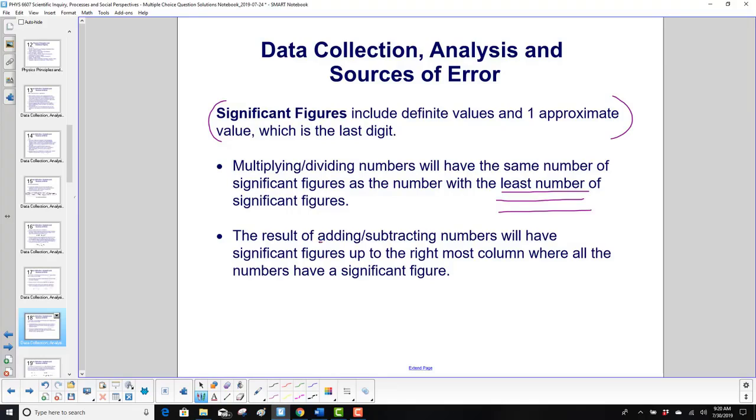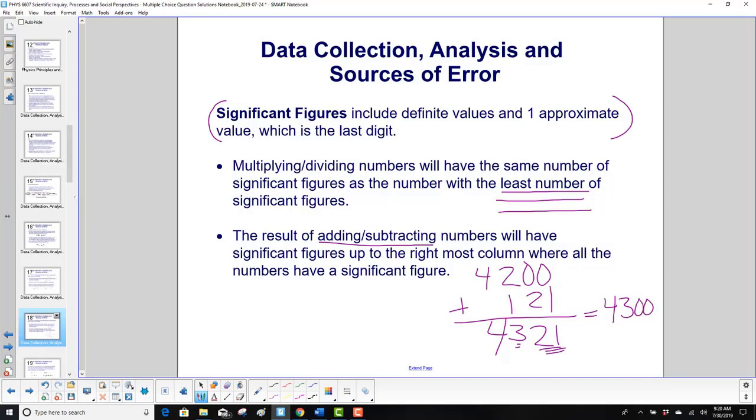When you add or subtract numbers, you can have significant figures up to the rightmost column where all the numbers have a significant figure. So if you're adding, let's see, 4, 2, 0, 0, those zeros are not significant. There's no decimal to the right. And we add to it 1, 2, 1. Well, when you do math, you get this. But in significant figures, these two don't count. So you would round them away. If it was greater than 50, you'd increase this number. So in this case, your answer would be 4,300. You're not allowed to use these.